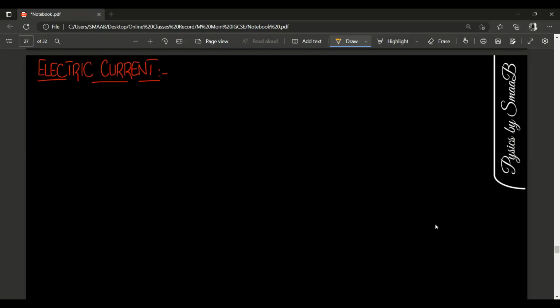If we want to define electric current, current can be defined as the rate of flow of charges. So this is the basic definition of electric current, that is known as the rate of flow of charges.